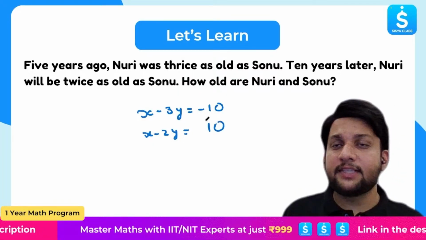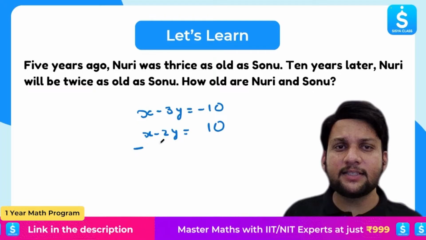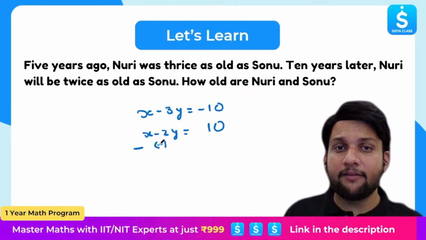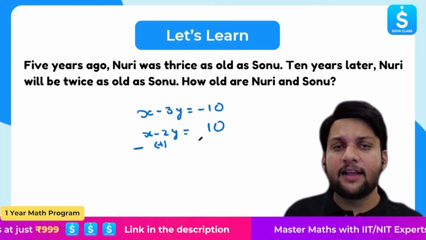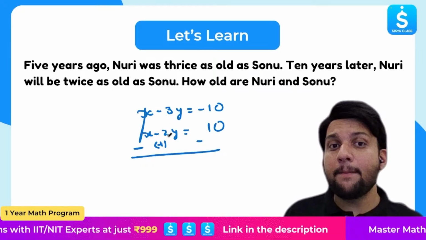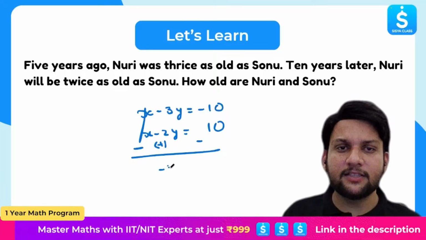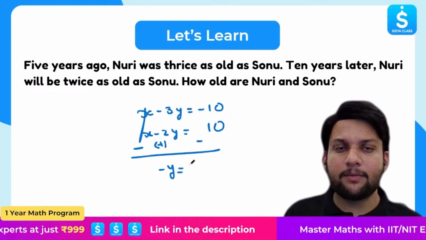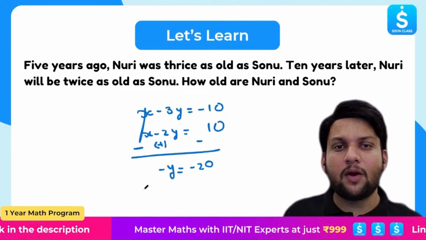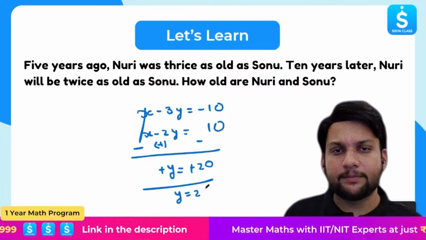Now what? See, what is the coefficient of X and X? 1. So what I will do, I will just subtract. If I'm subtracting, it will become plus. So let me just write plus here. This will become minus. X minus X is what? 0. Minus 3Y, the minus minus will become plus. Minus 3Y plus 2Y. This is minus Y. Minus 10 is what? Minus 20. So there we have it. Minus minus cancel. Y is equal to 20.